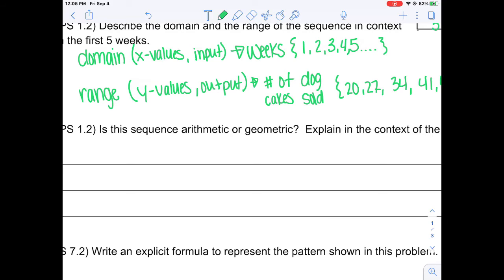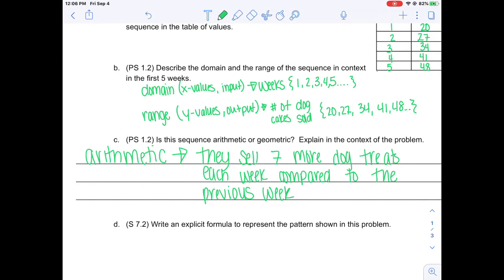Is this sequence arithmetic or geometric, and how do you know? Well, we said previously that we were adding 7 from the previous week to the next week. They sold 7 additional dog treats. So we know this sequence is arithmetic because they sell 7 more dog treats each week compared to the previous week.